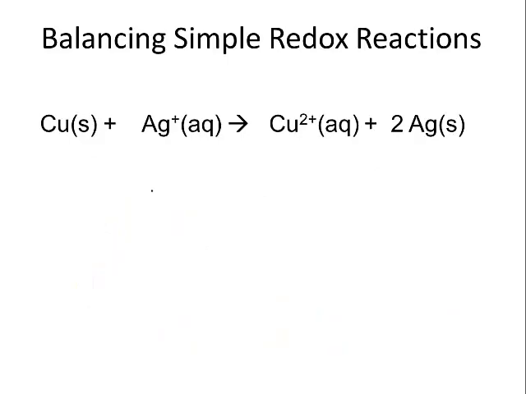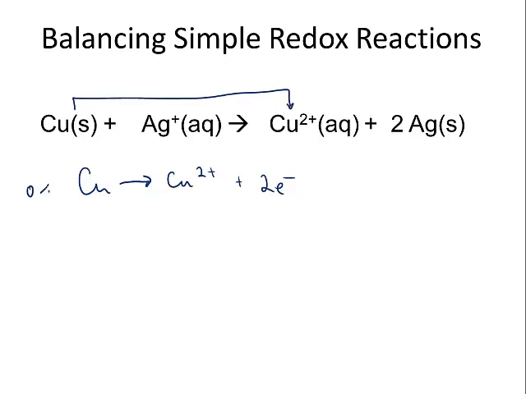Let's look at balancing these reactions. The general idea for balancing simple oxidation-reduction reactions is that the number of electrons needs to be accounted for through both sides of the reaction, as well as just total charge. So in this case, our oxidation half reaction is that copper, I'm going to leave state symbols off, goes to make copper 2 plus and 2 electrons. You know that because the copper goes to make copper 2 plus. So that's the oxidation half reaction.